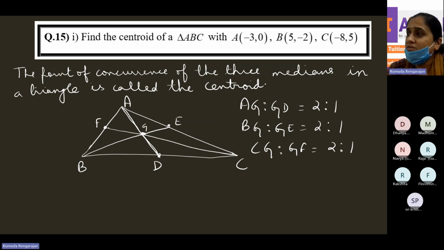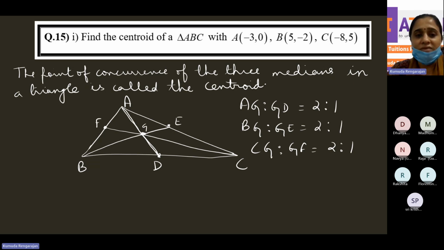So you can find the coordinates of the centroid using the section formula, yes or no? There is a formula to find the coordinates of the centroid, but now I'm not telling you the formula. We'll do the other procedure first, and then we'll also see the formula. The formula you can use for MCQs. If it is a 2 or 3 mark question, you have to use the lengthy procedure. Formula can be used only for MCQs.